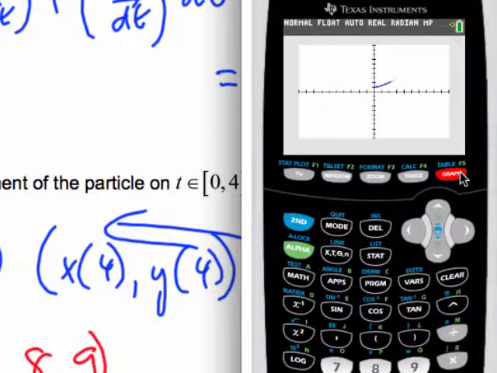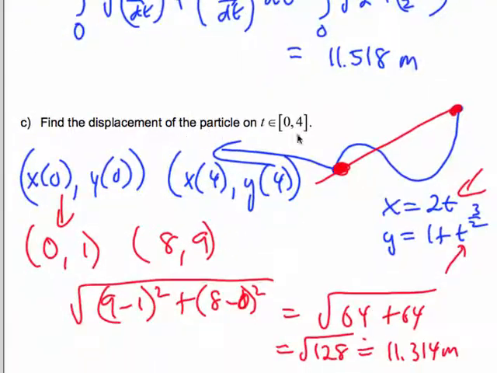And if you look back to our graph, that does make sense. At time 0, we were starting there at 0, 1. At time 4, we were ending there at 8, 9. The distance is the arc length, but the displacement is the line segment joining the two. And so they would be close to one another in value, since the arc only curves a little bit. And so those two answers make sense.